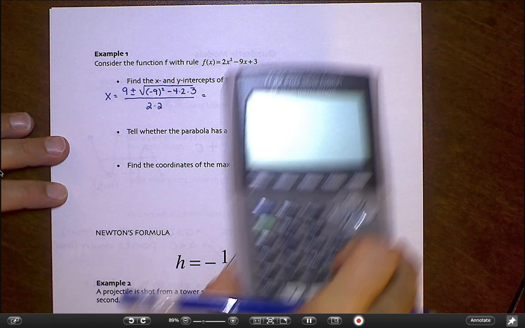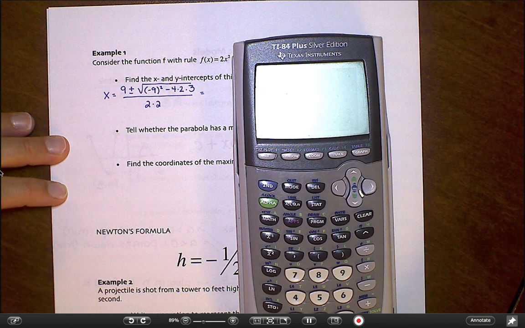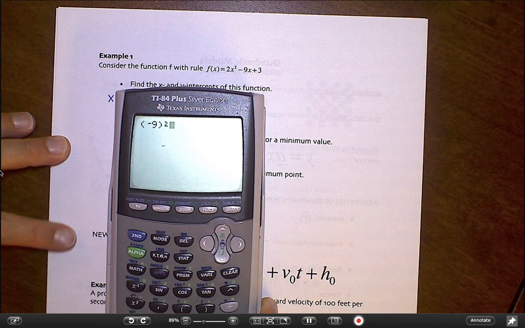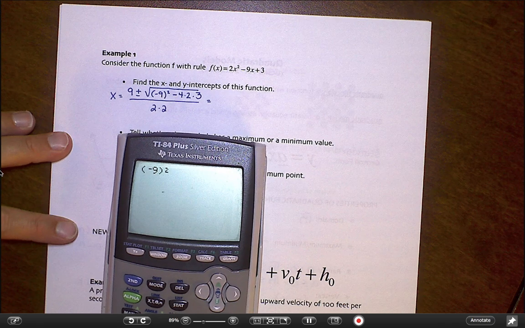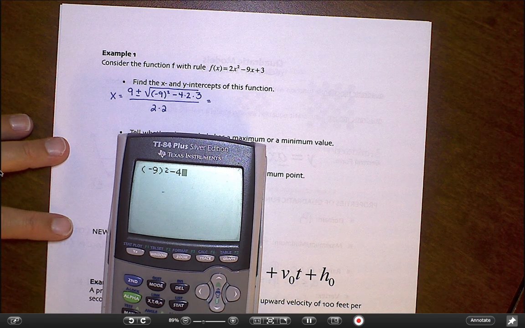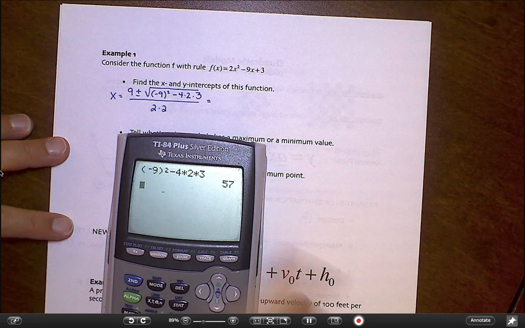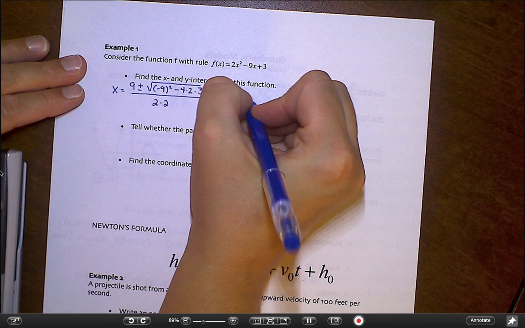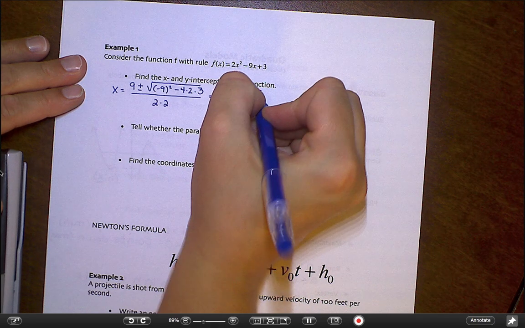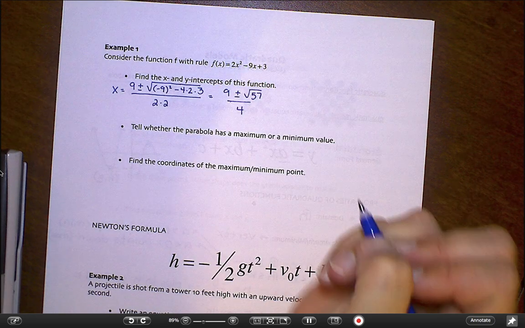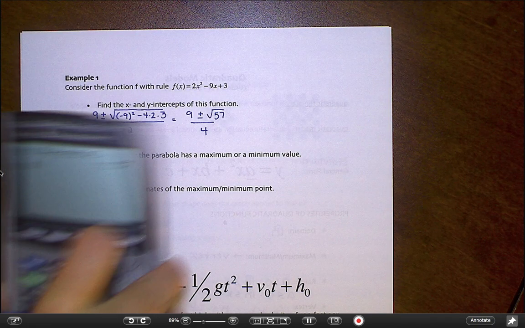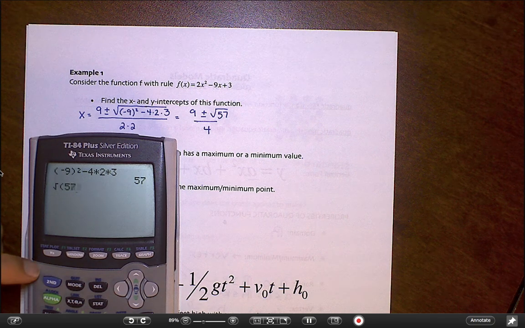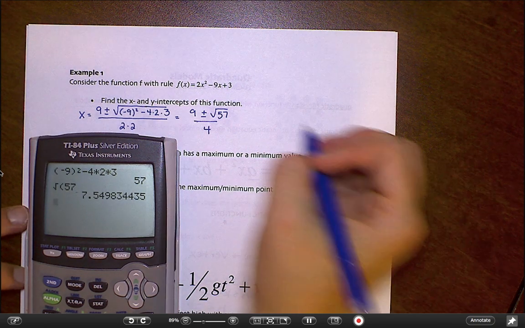I'm going to do just the piece that's underneath the square root right now. So negative 9 squared. Oh, sorry, you can't see that, can you? There we go. Negative 9 squared minus 4 times 2 times 3. And I get 57. So 9 plus or minus the square root of 57 over 4. Now, the square root of 57 is going to be an ugly number. And that's okay. We're going to just go ahead and make it an ugly number. So I'm going to do square root 57. And I'm going to get 7.55.